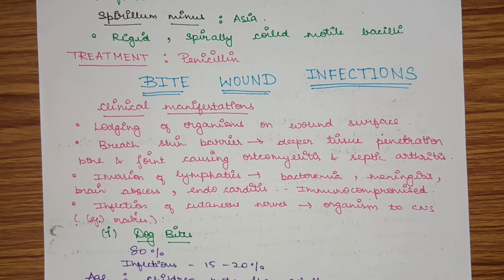The lodging of organisms on the wound surface will occur, and sometimes due to a breach in the skin barrier, deeper penetration of the organisms can occur to the bones and joints. If it moves to the bones and joints, it can cause osteomyelitis and septic arthritis. If there is invasion into the lymphatics, it can cause bacteremia leading to meningitis and brain abscess, and it can affect the heart leading to endocarditis, mostly in immunocompromised individuals. The infection can also involve cutaneous nerves, causing lodging of organisms in the CNS, for example in the case of rabies.